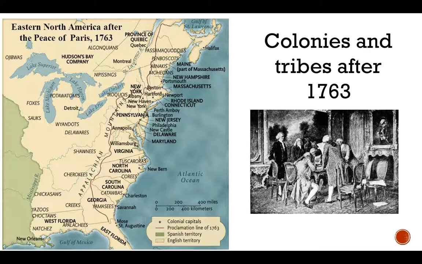After 1763, so after this proclamation of 1763, you can see this red line that's going throughout the map is where English settlers were not allowed to cross. They weren't supposed to go beyond this line and move any further west, leaving this land at this point mostly for the Native Americans.